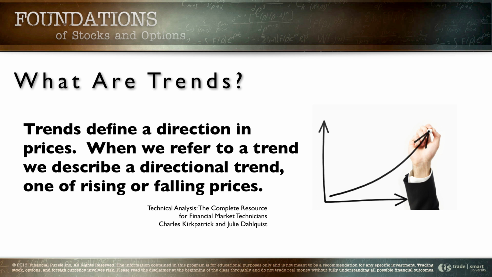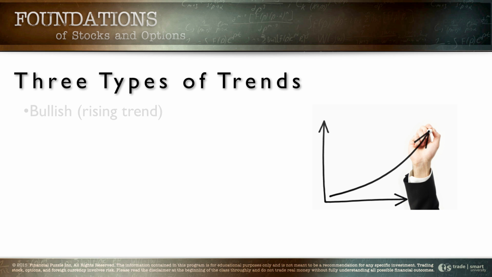The definition I'm going to take comes from one of the quintessential textbooks in the world of technical analysis, called Technical Analysis. Special name, right? But here's the definition: a trend defines a direction in price. When we refer to a trend, we describe a directional trend, one of rising or falling prices. That is your general trend, a directional trend. So we're either going higher, or we have a directional trend of a stock that's going lower. That's what we mean when we talk about a trend.